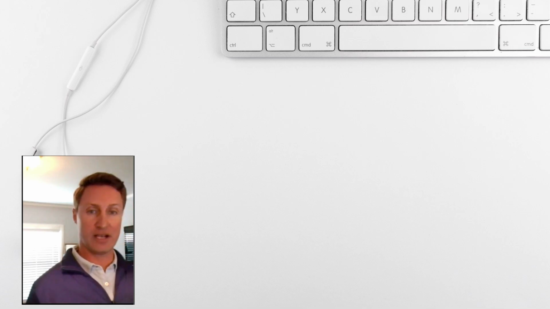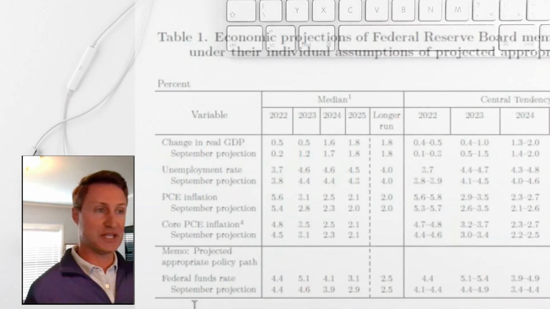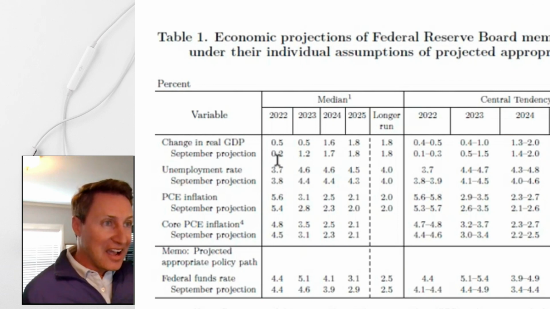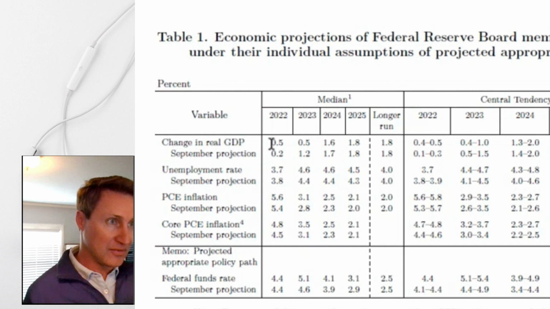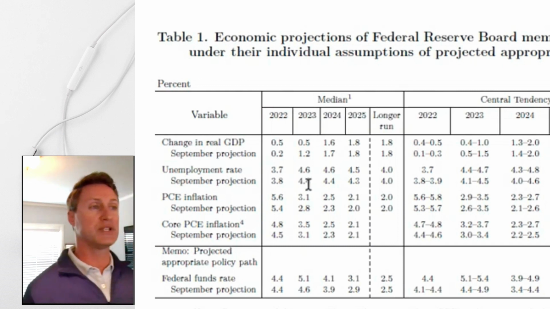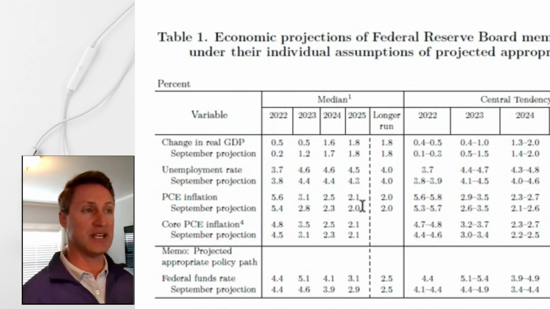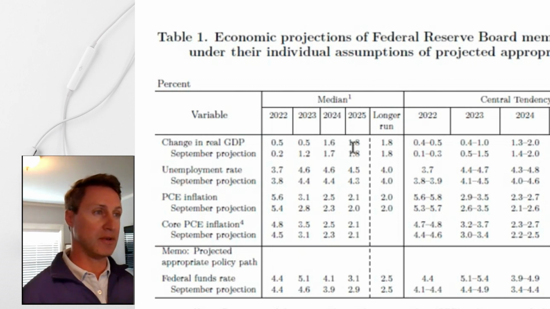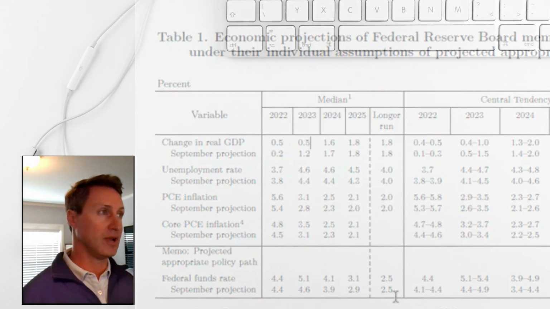All right, a lot going on here. I hope that you can see my screen. Let's just talk about a couple of quick items because I do want to move this along. 0.5% growth in real GDP in 2022. Same projected in 2023, and then increasing that growth through 24 and 25.